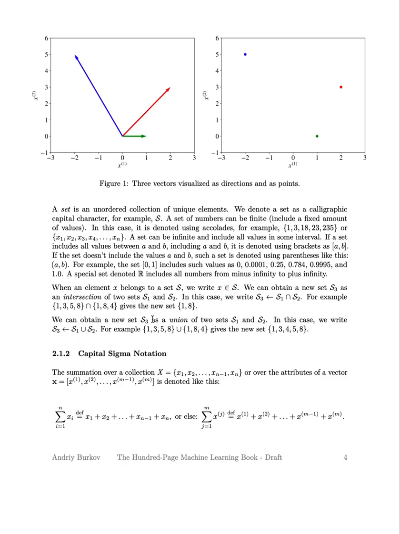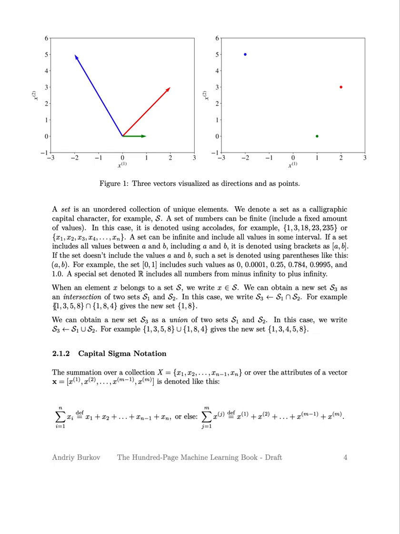We can obtain a new set. And then there is this intersection sign, which simply means S3 is the result of the intersection between two sets S1 and S2. So simply all records which are common in S1 and S2 make up S3.